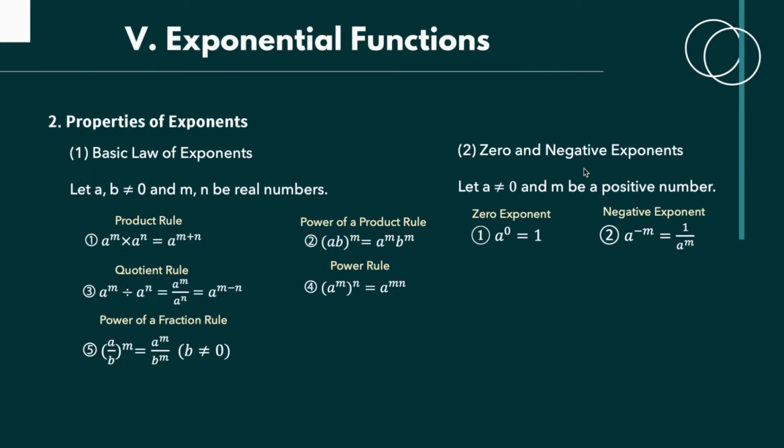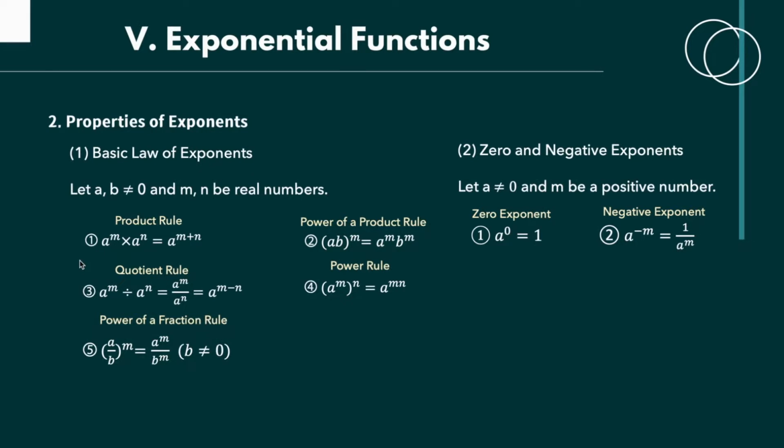Next, let's look at some properties of exponents. Below we have the law of exponents, which consists of several rules. First, let a and b be non-zero constants and m and n be any real number. For the product rule, we can say that the product of a to the power of m and a to the power of n is equal to a to the power of m plus n. For the power of a product rule, we can say that ab to the power of m, where ab signifies the product of a and b, is equal to the product of a to the power of m and b to the power of m.